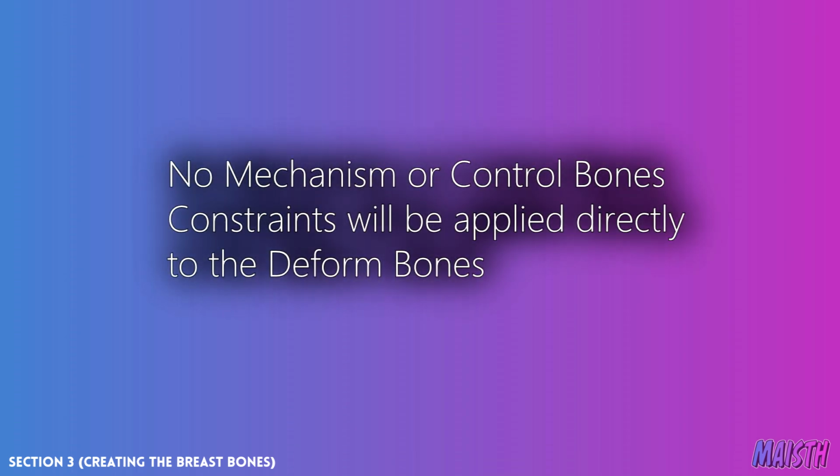For this case, we're not going to be using a mechanism or control specific bones. Instead, all of the constraints and tricks will be applied to the deformed bones, mainly to save some time on doing all of this and to keep it relatively simple, since this is a more long tutorial. But if you want to add constraints to a control or target bone, you can do so.